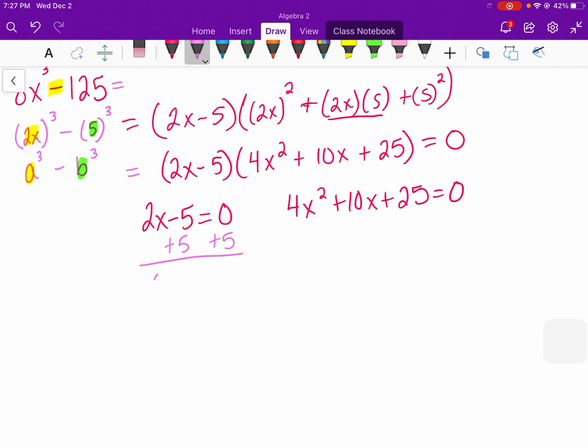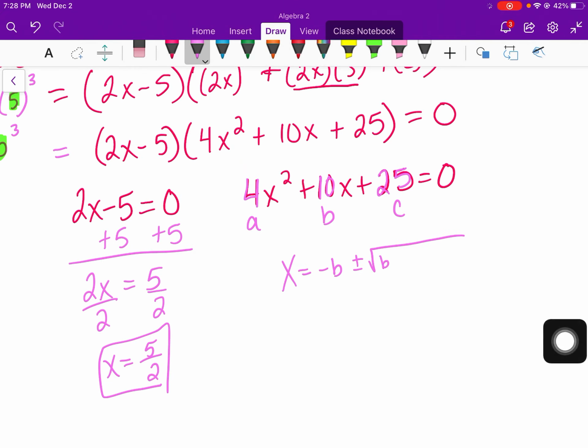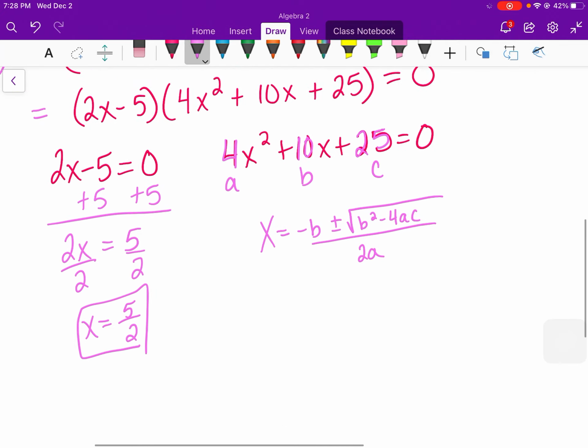For the first one, we add 5 and get 2x equals 5, then divide by 2 and get x equals 5 halves. The second one unfortunately doesn't factor, and they never do when it's a sum or difference of cubes. So for these problems, you have to use the quadratic formula. Remember, the first one is your A, the second is your B, and the 25 is your C. The quadratic formula is x equals negative b plus or minus the square root of b squared minus 4ac, all over 2a.